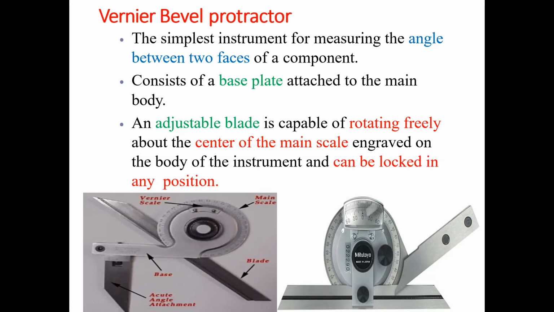Next, an adjustable blade is there. The blade is beveled at the ends, so 45 degrees and 60 degrees beveling is there. This blade can slide in and out, and it can also rotate freely about the center of the circular disc part, the main scale. And this blade can be locked in any position with the help of a screw. This screw is used to lock the movable blade at any required position. This is all about the vernier bevel protractor components.